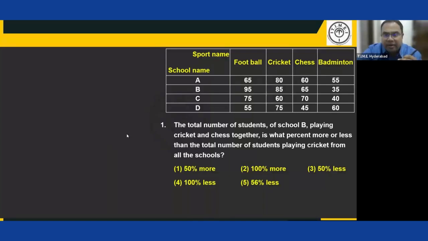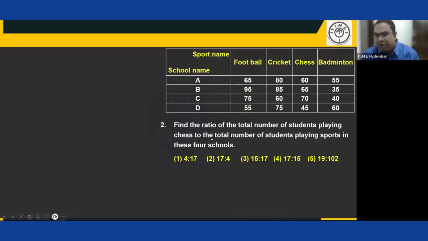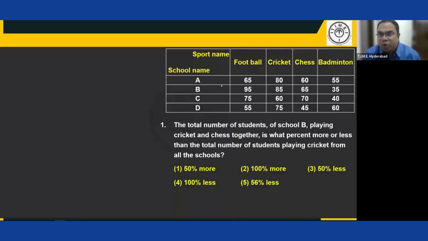Palak, correct answer. Right. Total number of students of school B, let us solve this. Total number of students of school B playing cricket and chess. These two together, 85 plus 65. So it is how much? 150. This is what percentage more or less than total number of students playing cricket from all the schools. Cricket total, you need to add this column. So you can see here, 85 plus 75, 160, 220, 300. Right? So it is 300. Now it is how much percentage less, right?